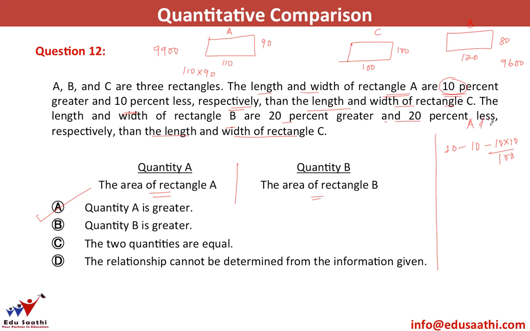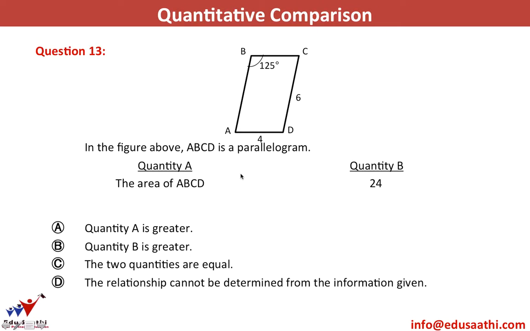If I compare A and C, the area of A is 1% less than that of C. And if I compare B and C, it is minus 20 plus 20 minus 20 into 20 by 100, it will be 4% less. So obviously A is greater than B. Okay, moving ahead, let's look at another question.